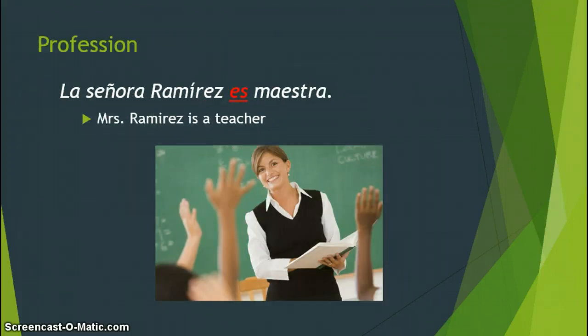Profession. Whenever I'm talking about someone's job, once again, this tends to be a little bit more permanent because if I want to switch careers, I have to go back to school, I've got to do some training. You don't want your teacher walking into the operating room or to be your lawyer to represent you. I'm going to need to get some more education. So once again, I'm going to use ser because this is semi-permanent. La señora Ramírez es maestra. That is her job.